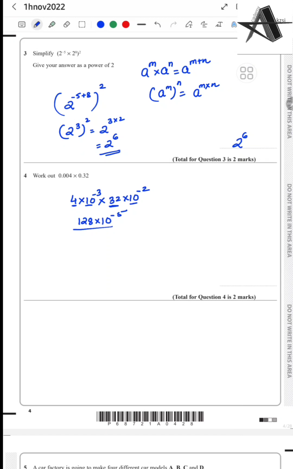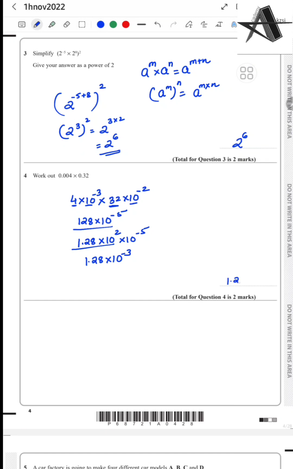Either write it like this, or you can convert it into standard form. What is standard form? A number with just one digit before the decimal point. That means 128 will be written as 1.28. If I'm converting 128 into 1.28, this can be written as 1.28 into 10 to the power of 2. 128 or 1.28 into 10 to the power of 2 is exactly the same. And multiplied by 10 to the power of minus 5, which is already there, it is 1.28 into 10 to the power of minus 3, your final answer.